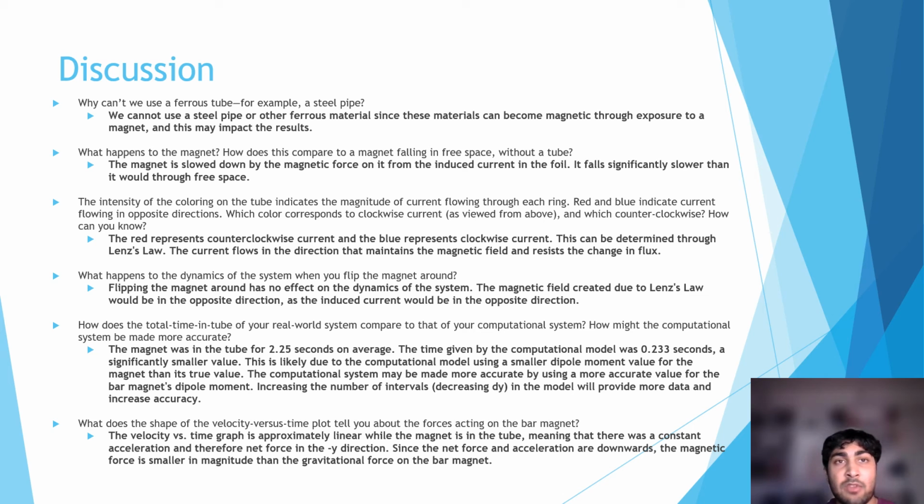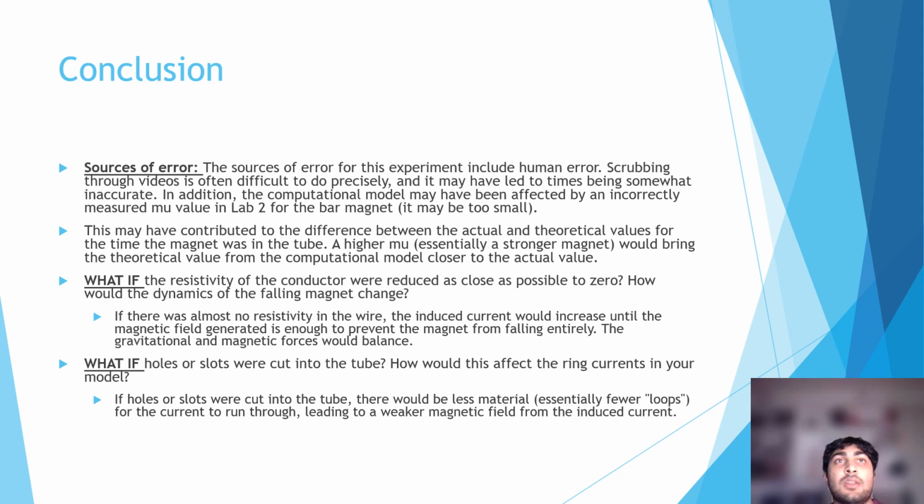What does the shape of the velocity versus time plot tell you about the forces acting on the bar magnet? The velocity versus time graph is approximately linear while the magnet is in the tube, meaning that there was an approximately constant acceleration and therefore net force in the negative y direction. Since the net force and acceleration are downwards, the magnetic force is smaller in magnitude than the gravitational force on the bar magnet. The sources of error for this experiment include human error.